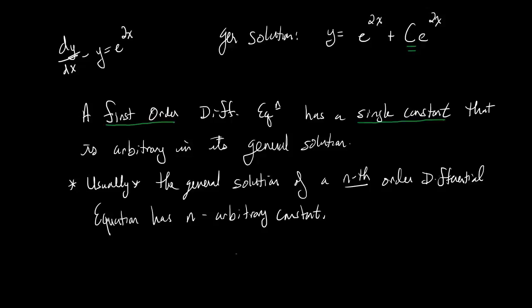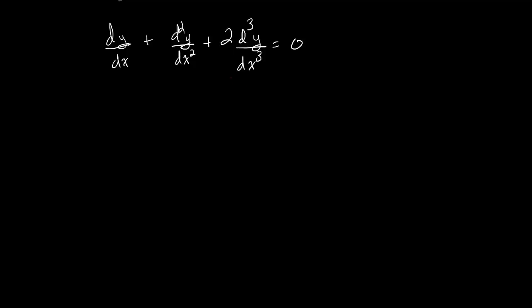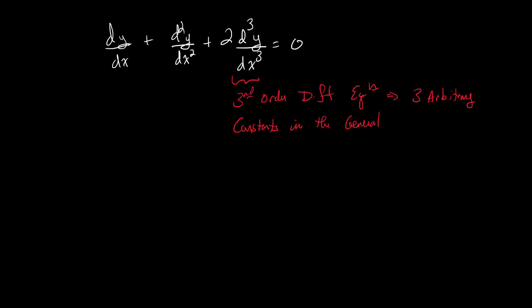But if we were to have a third order differential equation, like dy dx plus d squared y over dx squared plus 2 d cubed y over dx cubed equal to 0, we would expect that since this is a third order differential equation, the largest derivative being 3, we would have 3 arbitrary constants in the general solution.